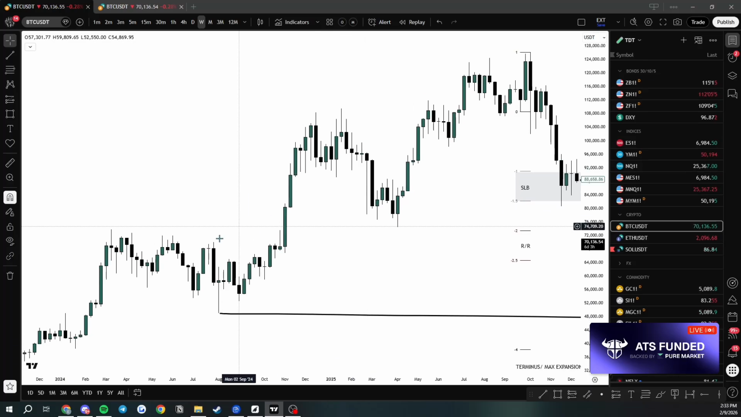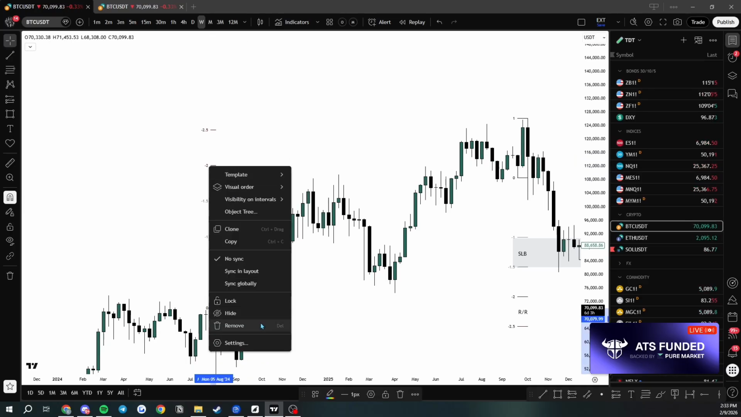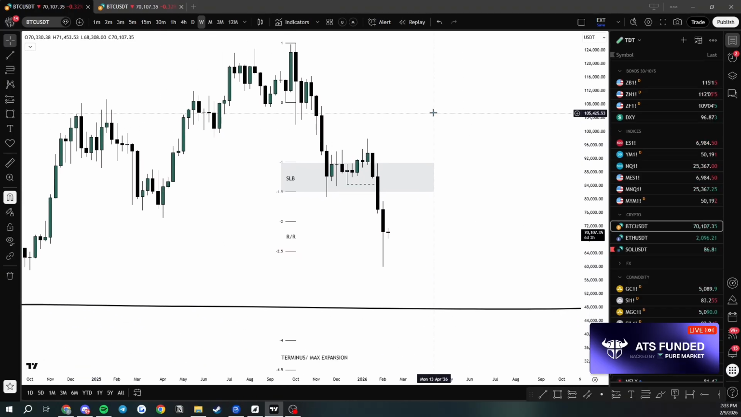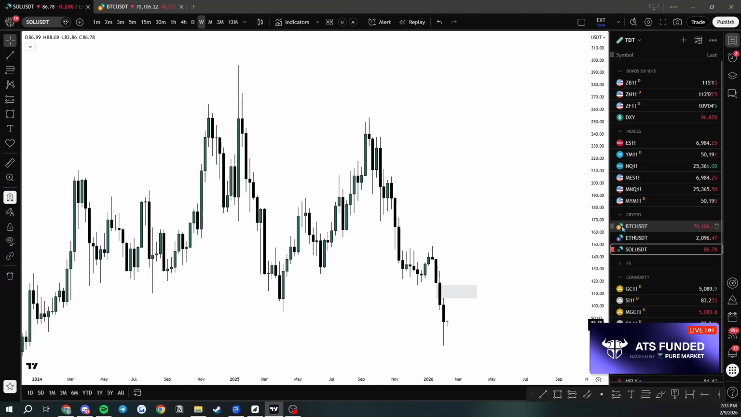Could do the same thing down here, you could use this one if you wanted, right? And then notice the standard deviations also line up, which makes it a little bit higher probability. Okay, so yeah, that's what I'm thinking for Sol. Pretty much just bearish.